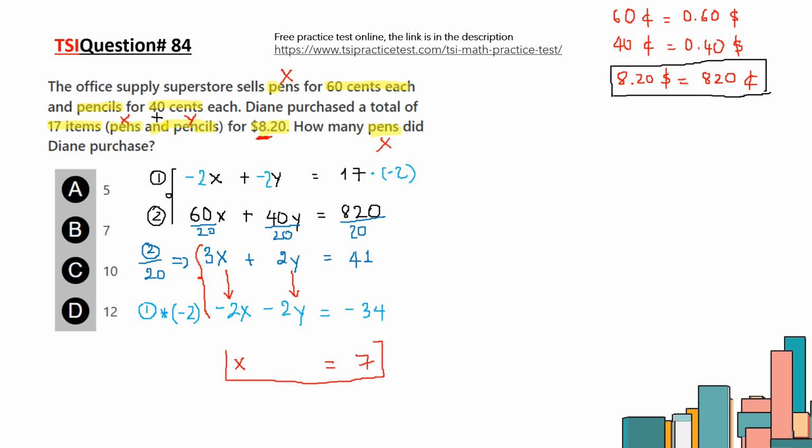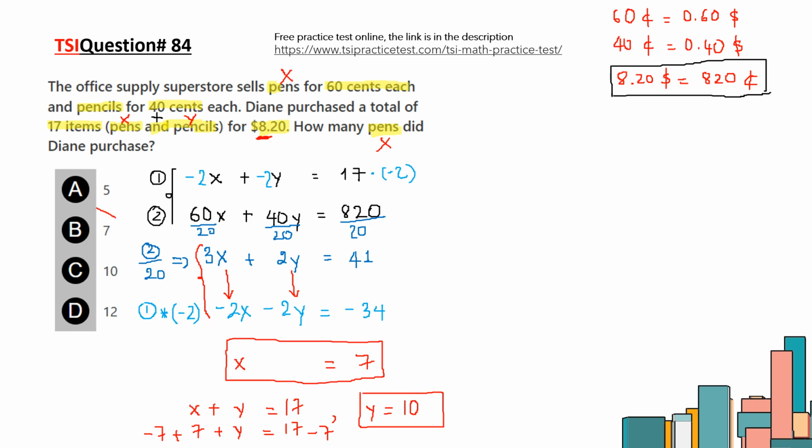If they were not asking for the pens but for the number of pencils, you can continue to find y, because remember, x plus y equals 17. If x equals 7, plug in 7 here: 7 plus y equals 17. Subtract 7 from both sides, then y equals 10. They're only asking for the number of pens, so we're done in this step.